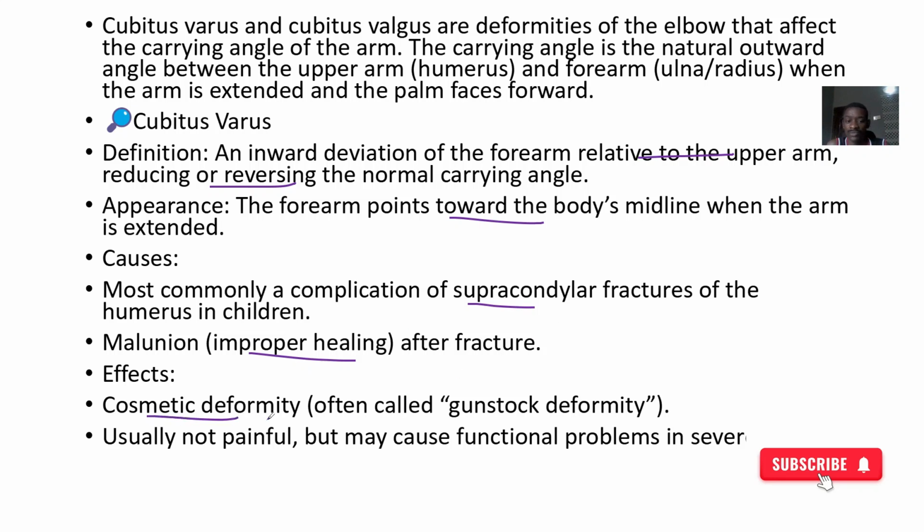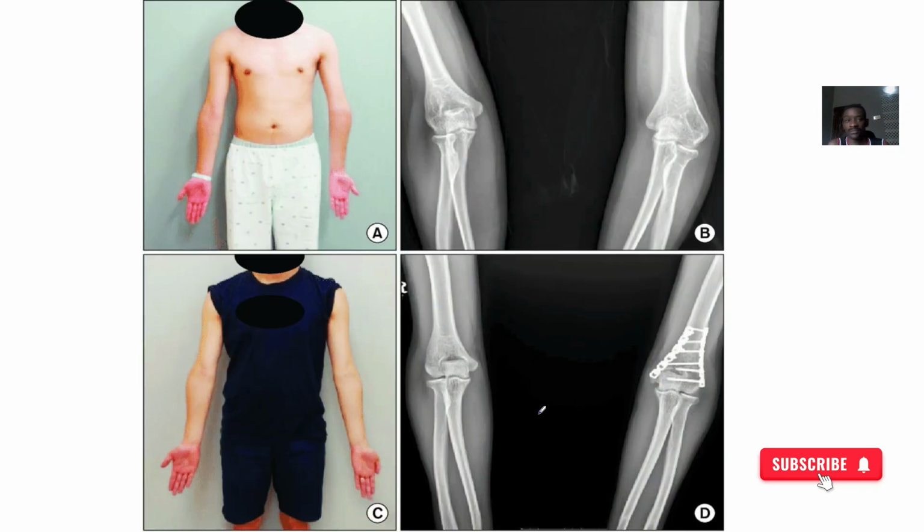Okay, so it's a cosmetic deformity, right? So it's usually called the Gunstock deformity. Okay, usually not painful, but it affects how you can use that body part. Then also affects how, you know, you look at yourself. Okay, this is a Gunstock deformity.